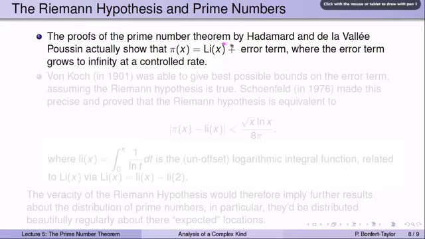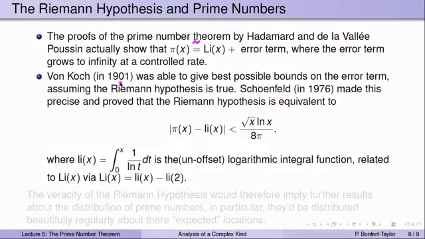Now, the proofs of the prime number theorem given by Hadamard and de la Vallée Poussin actually show that not only is pi of x asymptotically equal to Li of x, but moreover that pi of x is equal to Li of x plus an error term, and they were able to give explicit bounds on this error term, in particular on the growth rate of the error term. So the error term does go to infinity as x goes to infinity, but at a controlled rate, and the control was given by Hadamard and de la Vallée Poussin in their proof.